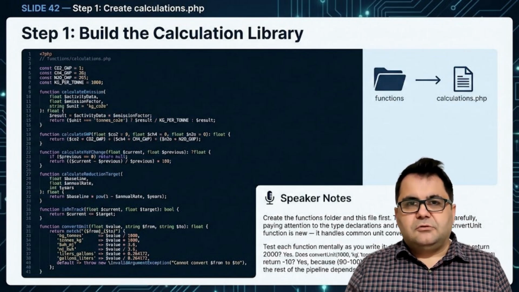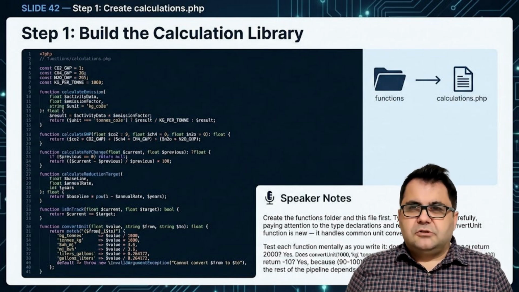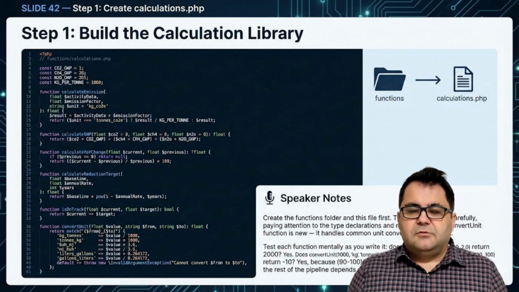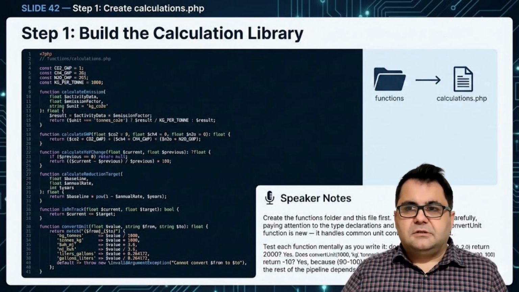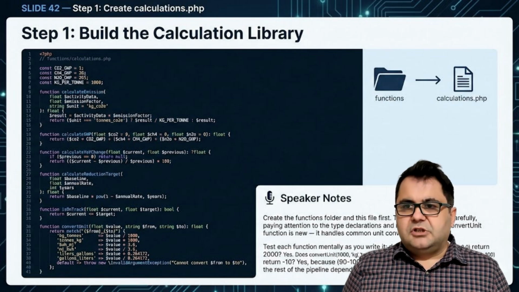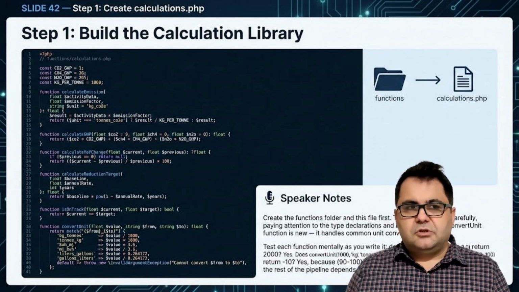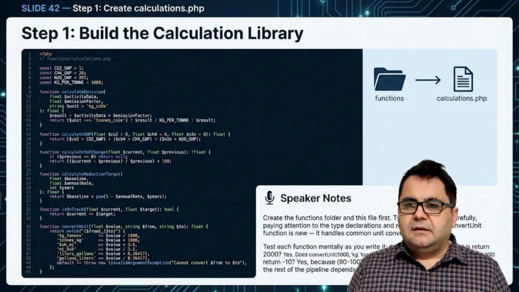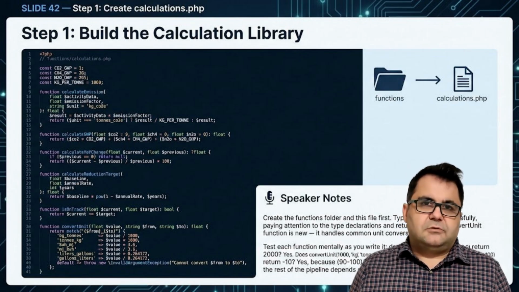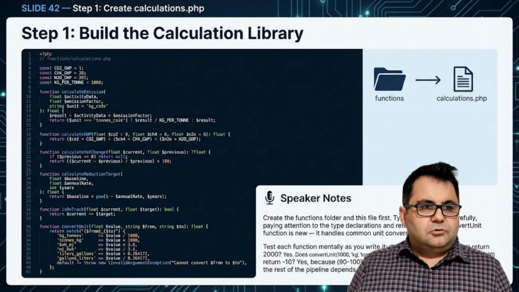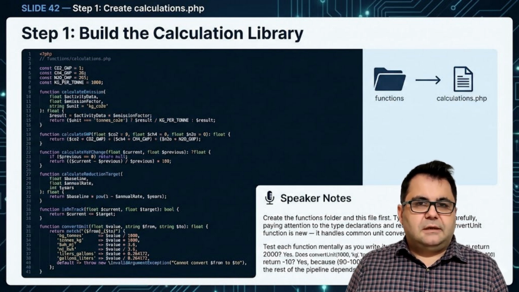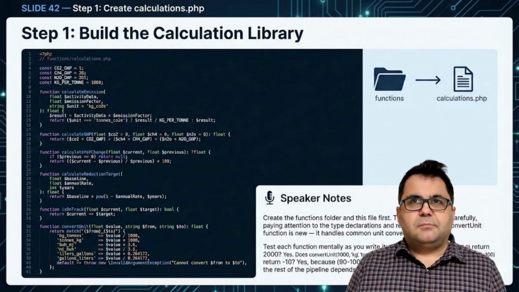Does calculate emission for 1002 return 2000? Yes. Does convert unit 1000 kilogram tons return 1? Yes. Does calculate year-over-year change 90, 100 return minus 10? Yes, because 90 minus 100 divided by 100 equals minus 0.1 equals minus 10%. Get these right because the rest of the pipeline depends on them.